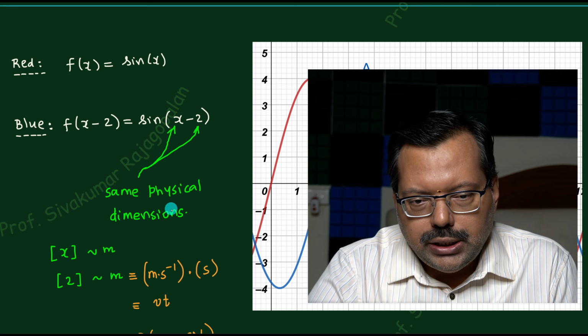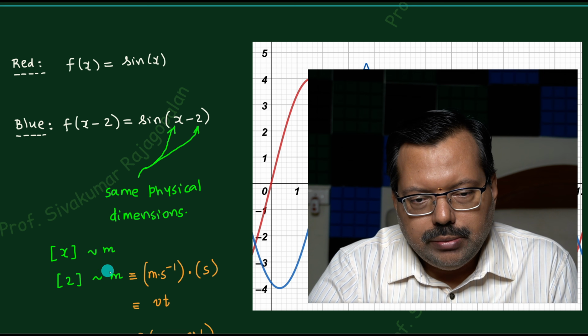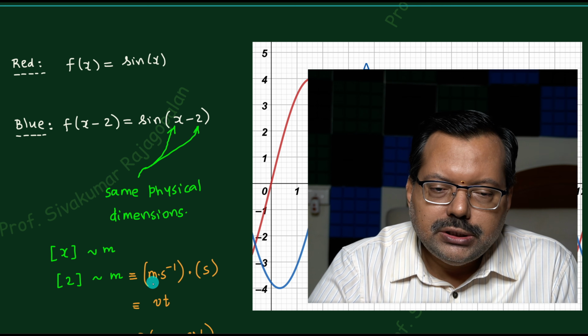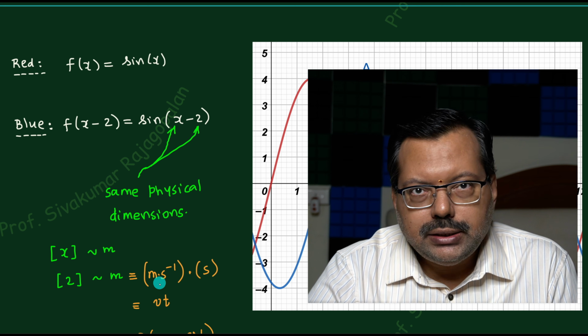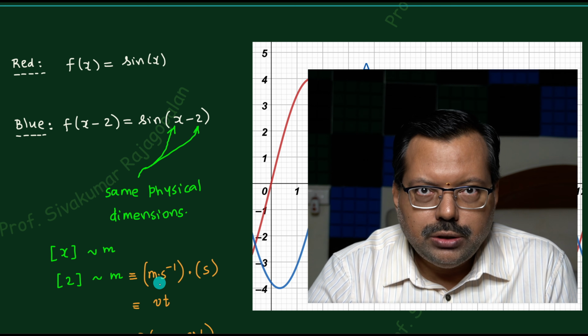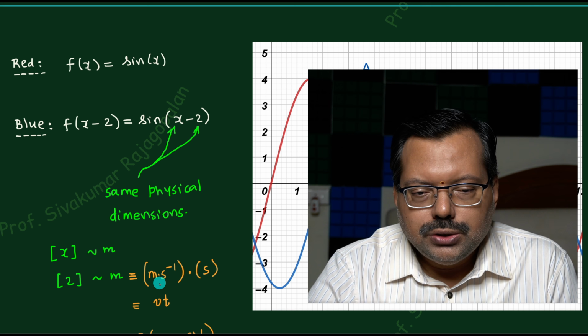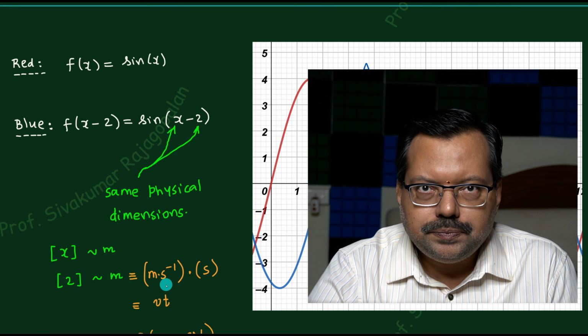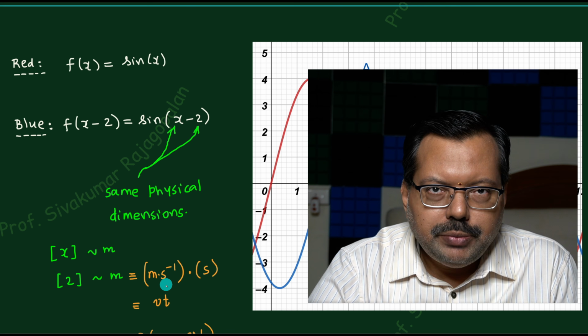However, 2 should have the same dimension as meter, by compulsion. Then practically, the wave is propagating. When a wave is propagating, it is going to propagate at a particular speed. So practically there is going to be a speed of the wave. I am writing meter per second. So there is a speed of the wave.